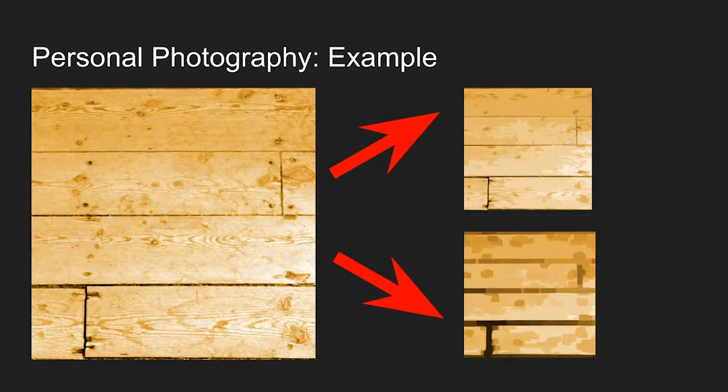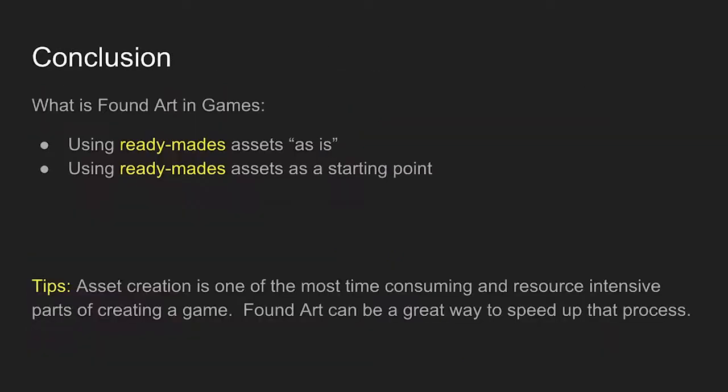And what I did is I ran it through the same filter and got very similar results to the image that I found online. And just for fun, I put it through another set of filters to make some pixel art. I could just use the image just as is. I own the photograph, and so I could use that in the game or run it through some filters to keep style consistency. So in conclusion, what is found art in games?